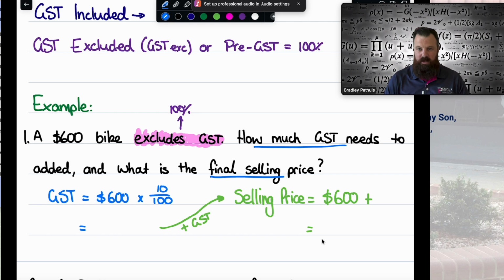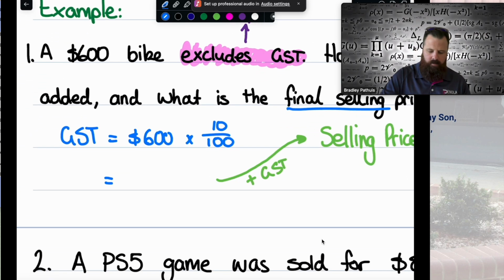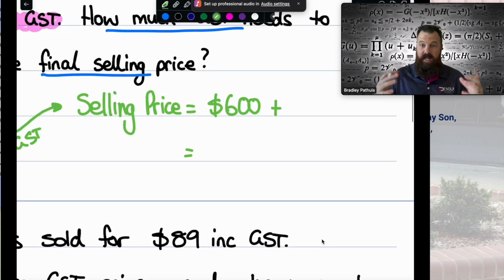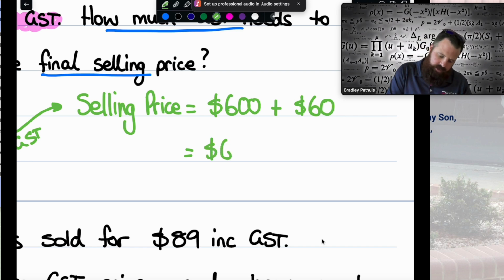So to tackle that, let's figure out how much GST needs to be added. Remember, GST is 10%. Fractions are my friend, so 10% is 10 over 100. Going back to our percentage skills, we're just going to do 600 times 10 over 100. Put that on our calculator, we get $60. So $60 is 10%, which gets added to the selling price. So our selling price is the $600 they want to sell the bike for, plus the GST component that goes to the government, a total of $660.